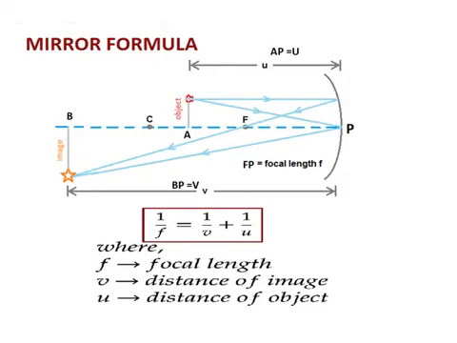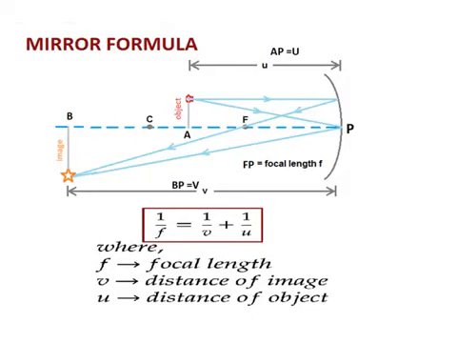Where is the object being kept? The object is being kept at a point A. Where is the point A? It is in between C and F. So the object is in between the center of curvature and the focus.